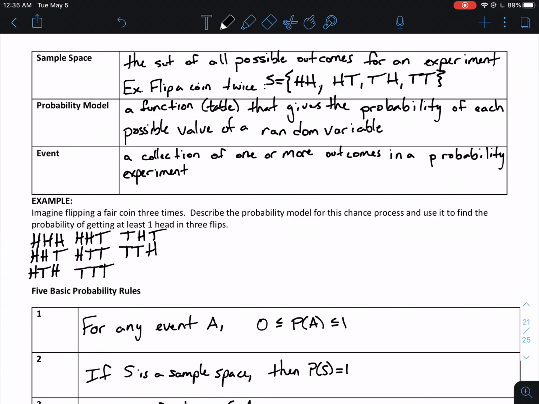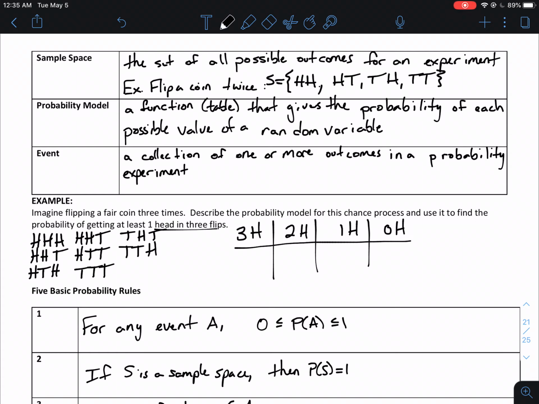Okay, so let's make a probability model now. We're interested in heads, so let's do it in terms of that. Let's describe our different events. We could get 3 heads, we could get 2 heads, we could get 1 heads, or we could get no heads.